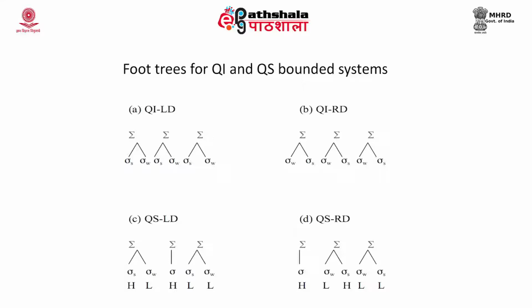You have these 4 types on the screen: quantity insensitive left dominant, A; quantity insensitive right dominant, B; quantity sensitive left dominant, C; and quantity sensitive right dominant, D, as you can see. So in all these, when we say left dominant, right dominant, you can look at the labels S and W. A syllable which has S is a dominant syllable. A syllable that has W is a weak syllable. And that's how we decide whether a system is left dominant or right dominant.